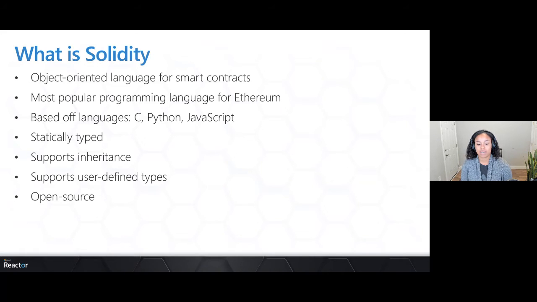It is based off of other programming languages like C, Python, and JavaScript. It is statically typed, which means that the type checking happens at compile time, so you need to specify the type of each variable. It supports inheritance, so I'm going to show off a little bit about how you can use functions, variables, and other parts of contracts within other contracts themselves. It supports user-defined types like structs and enums to capture similar data. And lastly, it's open source. Open source is always good. I think this language is continuing to improve and evolve and has a growing community behind it, so it's always a good sign.